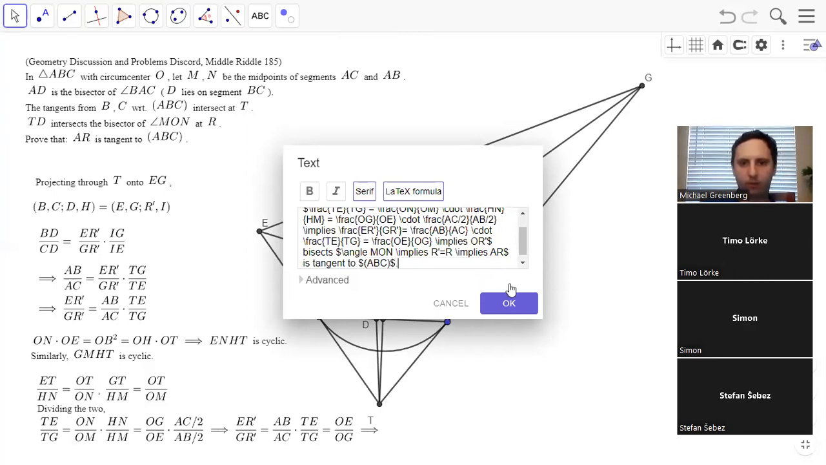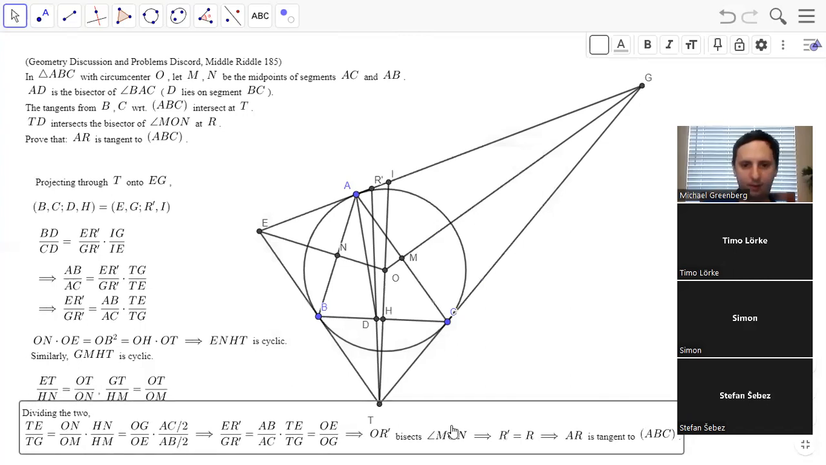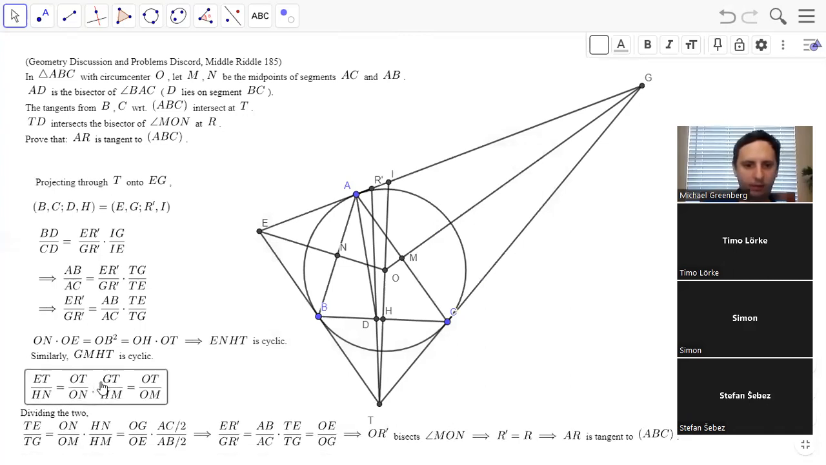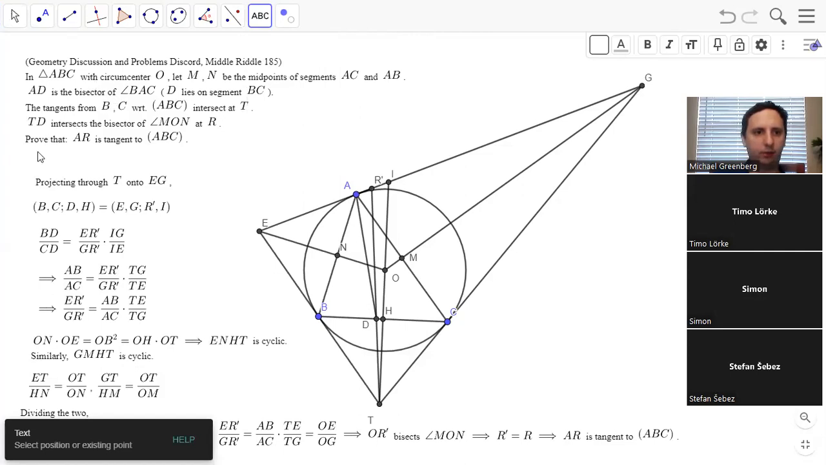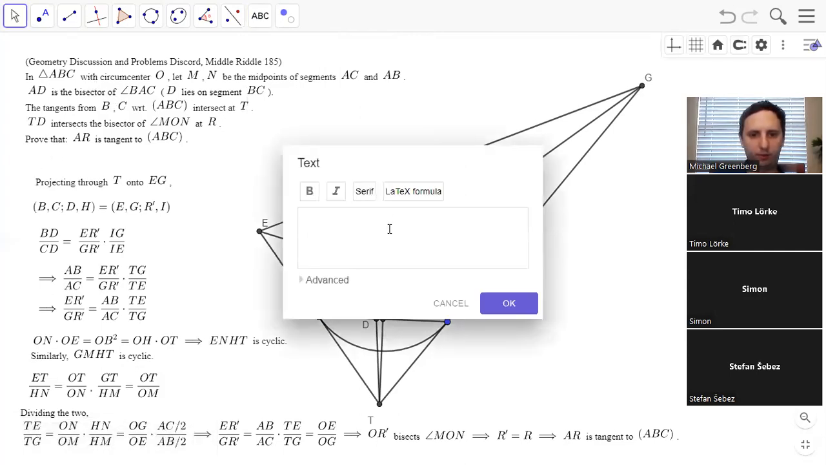All right, so this is basically the full solution. Let's see if it all fits down here. Okay, all right, so we have it all fitting down there. Let me just add the definitions of E and G. So I'll say let PEG be the tangential triangle of ABC and H the midpoint of BC.